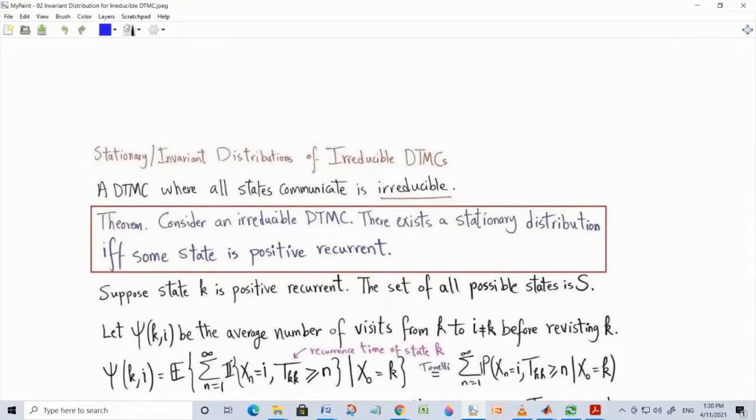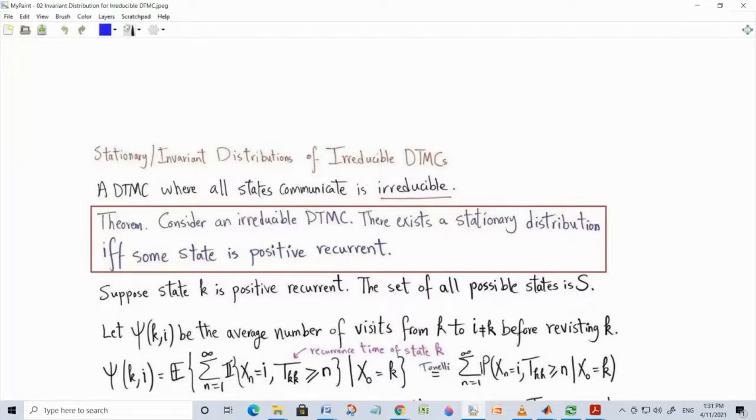Okay, and so now we are talking about a specific class of discrete time Markov chains that are irreducible, in the sense that you can reach any state starting from any other state. So the claim is that for those discrete time Markov chains that are irreducible, there is a stationary or invariant distribution if and only if there exists one state that is positive recurrent.